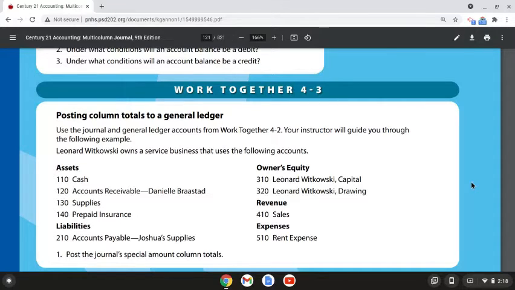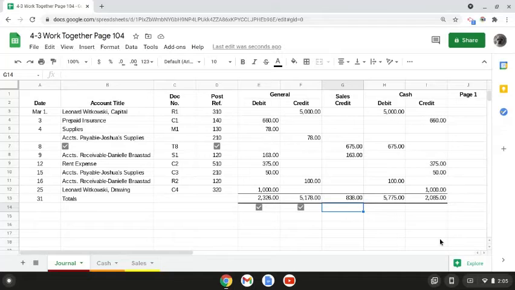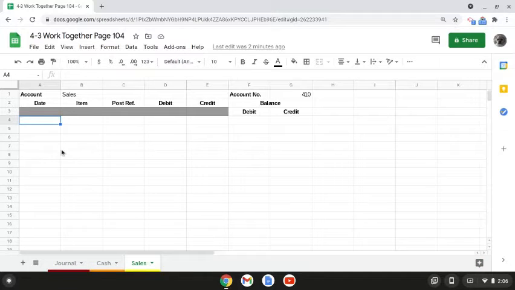Okay, so now that I've read over the instructions for the 4-3 work together, let's jump right into it. Now we're going to be posting the journal's special amount column totals to the general ledger. We're going to start with the sales credit column. The total of the sales credit column was recorded as $838. The first thing that we're going to do is come over to the sales ledger and put in the date, which is March 31st.